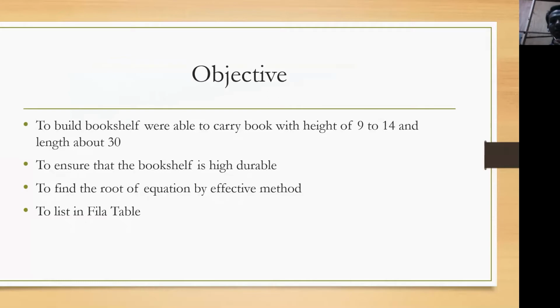So for the objective, our objective is to build a bookshelf able to carry books with a height of 9 to 14 centimeter and a length of about 30 centimeter. Second is to ensure that the bookshelf is highly durable. Third is to find the root of the equation by an effective method. And lastly is to list in a filler table. So the method that I used to solve this problem is the bisection method.